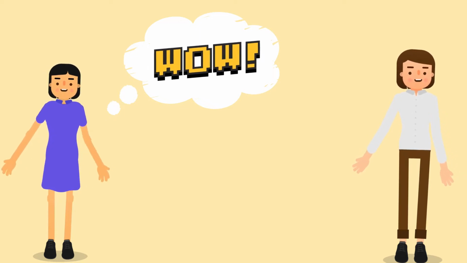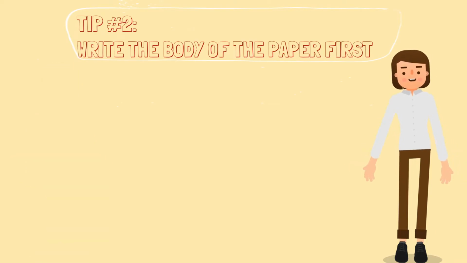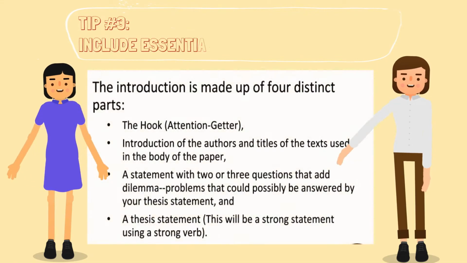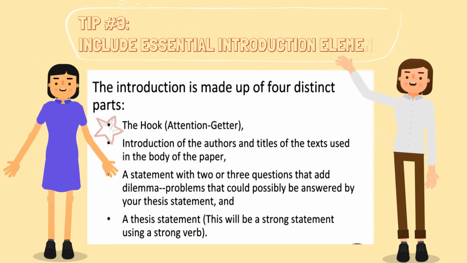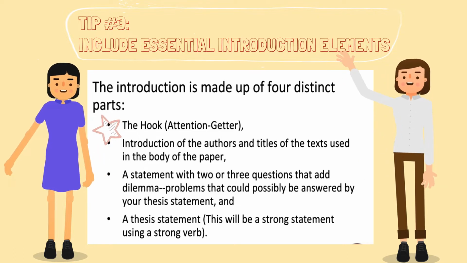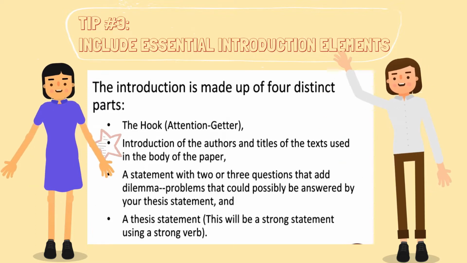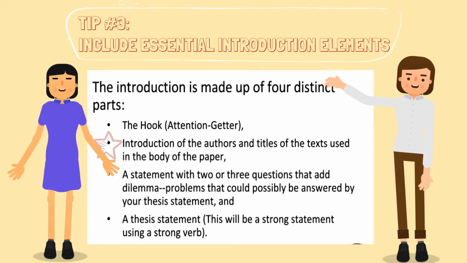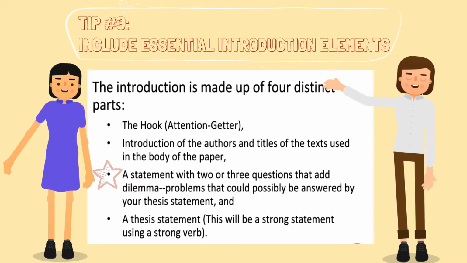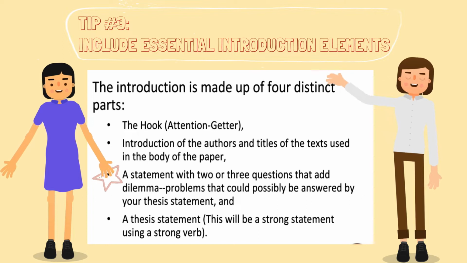So after a writer writes the body of the paper, they move on to the introduction. What should the introduction include? The elements of an introduction are that you need a hook or an attention getter. You've got to grab the audience's attention so that they're going to want to read the rest of what you have to say. You're then going to introduce the authors, the titles of the texts that are used in the body of the paper, and then have 2 or 3 questions that are going to create some kind of a dilemma or problem that could possibly be solved or answered by your thesis statement.